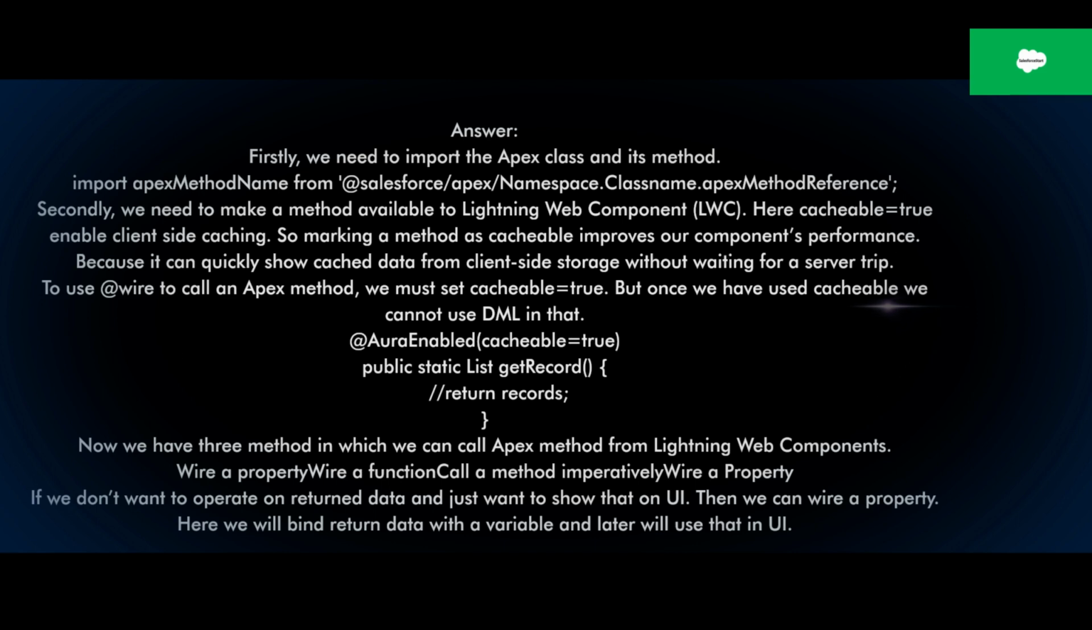Now we have 3 methods in which we can call Apex method from Lightning Web Components. Wire a property. Wire a function. Call a method imperatively. Wire a property if we don't want to operate on return data and just want to show that on UI. Then we can wire a property. Here we will bind return data with a variable and later we'll use that in UI.